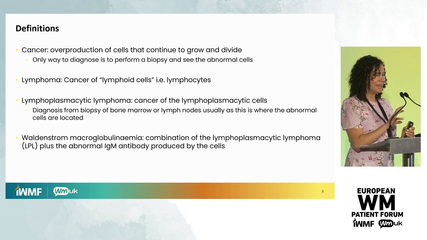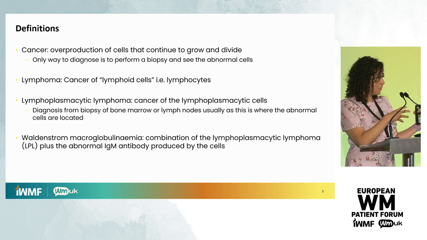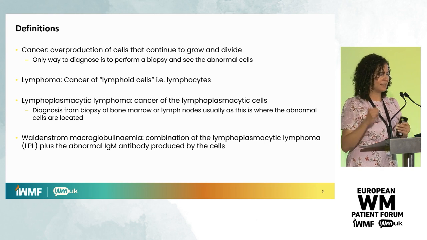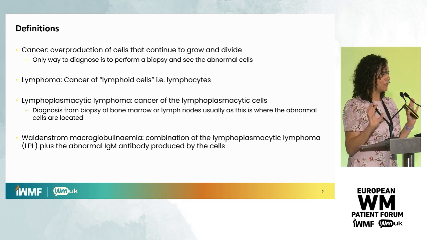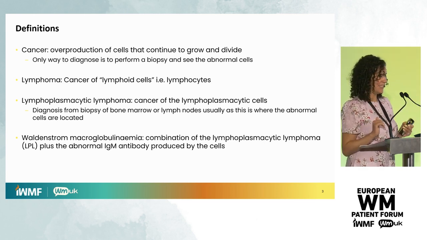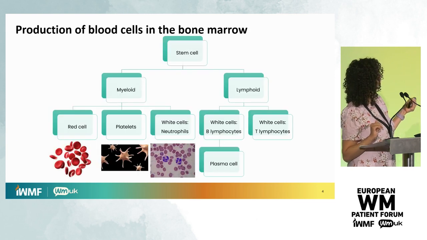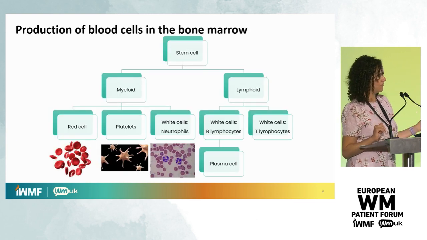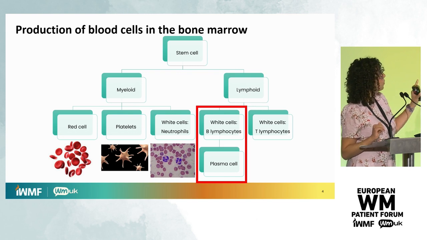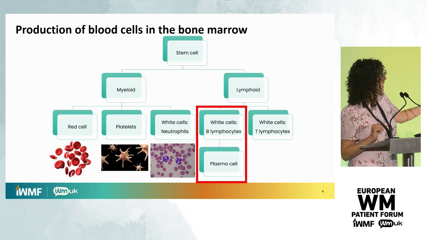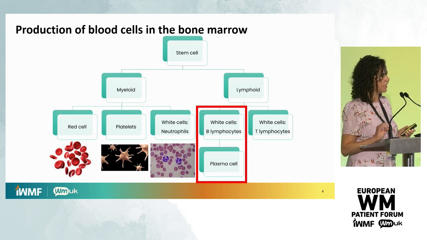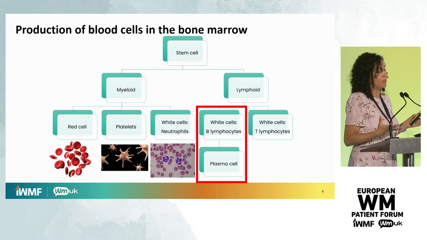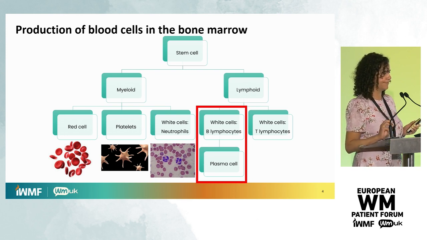So WM is the lymphoma part, so those abnormal cells, plus the presence of the IgM paraprotein, which is the abnormal antibody that these lymphoma cells are producing. So I think it's really just good to kind of get these definitions straight in your mind. So coming back to our tree of life, therefore, Waldenstrom's or WM is the cancer of these B lymphocytes and plasma cells. There are other lymphomas also, but that's what the cells that are affected in WM.